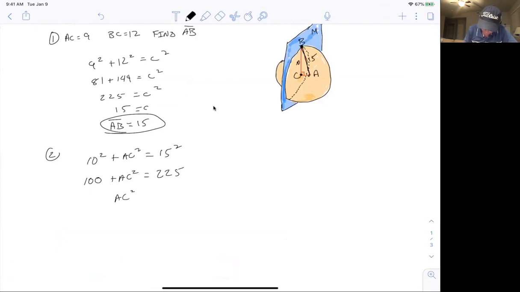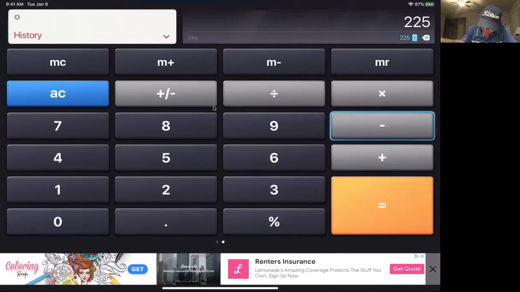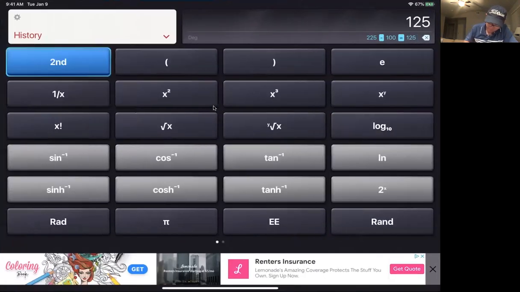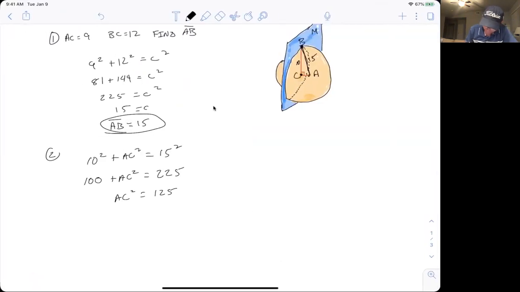Subtract 100. Take the square root of 125. And we get 11.2. So about roughly 11.2. So AC is 11.2, and it just doesn't say inches or anything. So we're rounding to the nearest tenth, it said. So 11.2. All right, number 3.